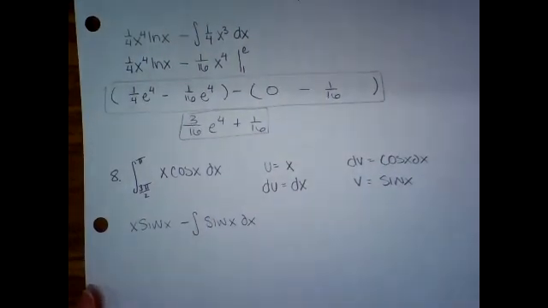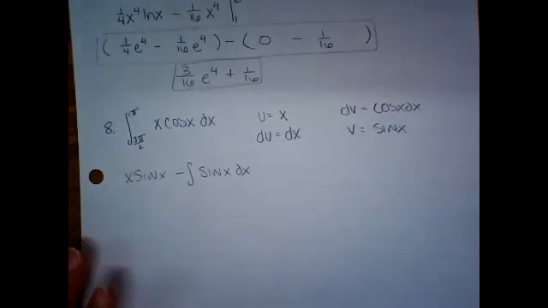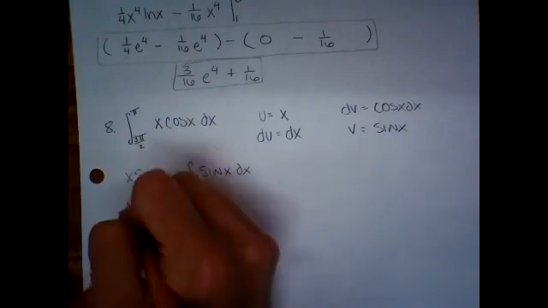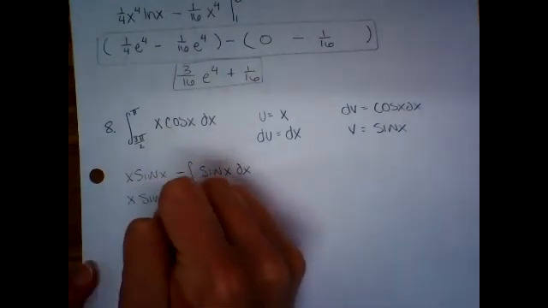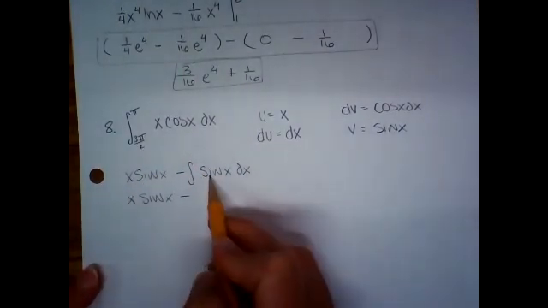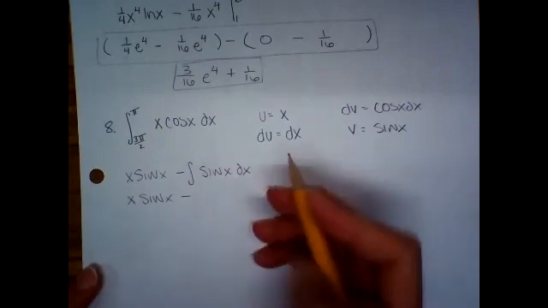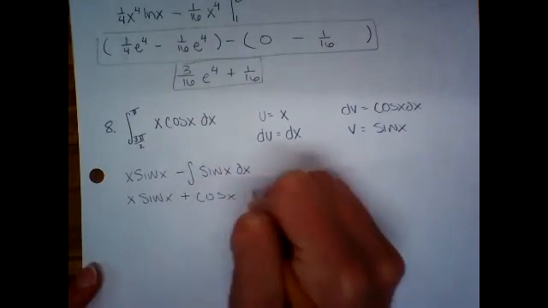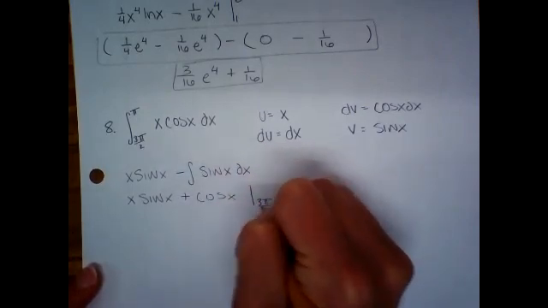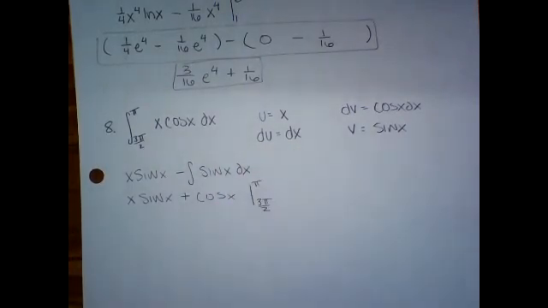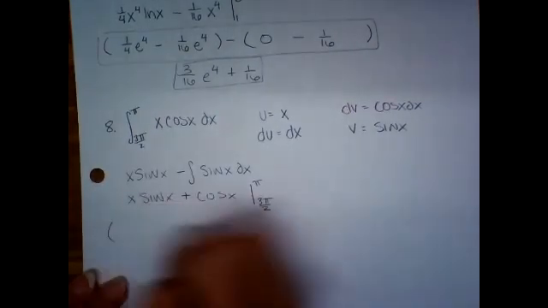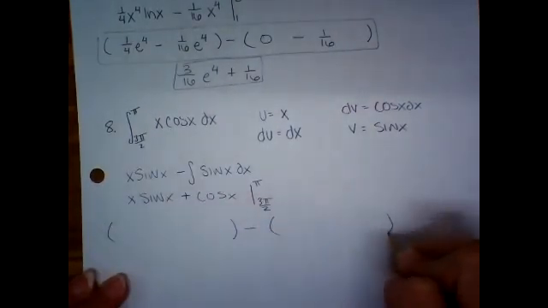And again, I would just leave off the boundaries for a minute. We're going to do this last antiderivative, and then we'll evaluate it. So it'll be x sine of x minus, and then this would be negative cosine. So minus negative, good. So plus cosine of x such that 3 pi over 2 is pi. So we're going to do upper boundary minus lower boundary.